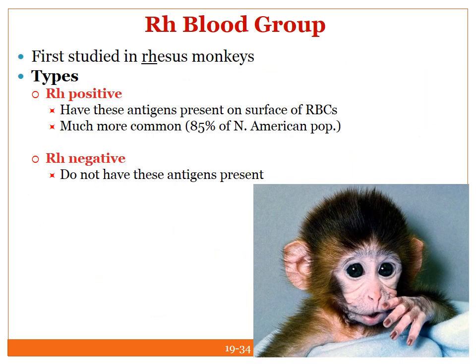The Rh blood grouping refers to another type of antigen found on the surface of red blood cells, and this is the Rh antigen. This antigen was first discovered in the rhesus monkeys, so this is where the name comes from, Rh, the first two letters of rhesus. In 85% of the North American population, we have this Rh antigen on the red blood cell surface, and if you have that, you're Rh positive. If you don't have the Rh antigen on your red blood cell membranes, then you're Rh negative.